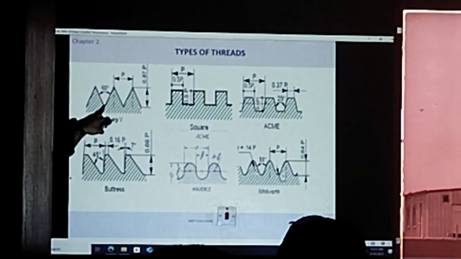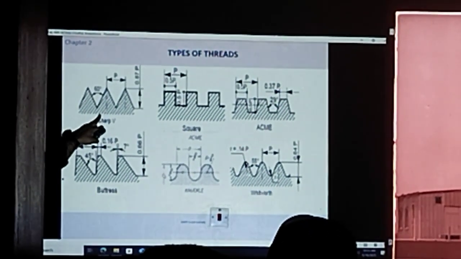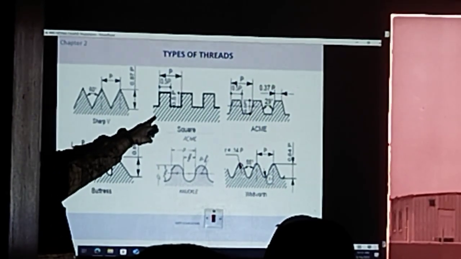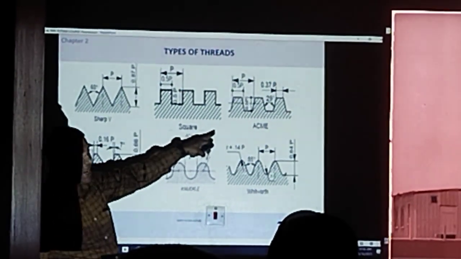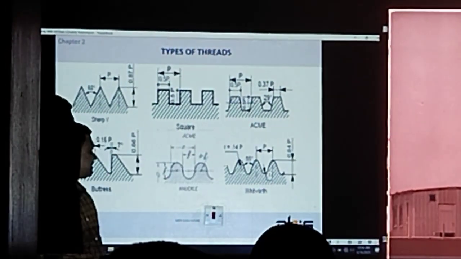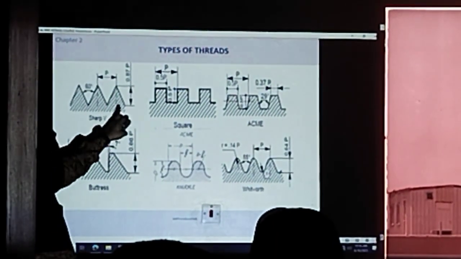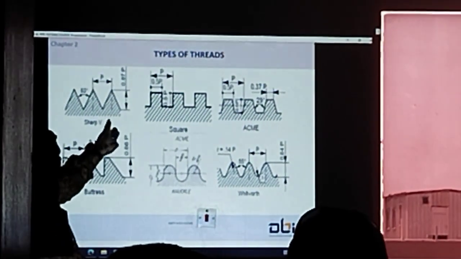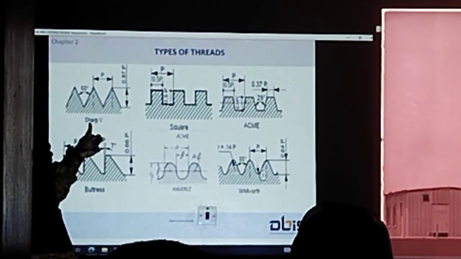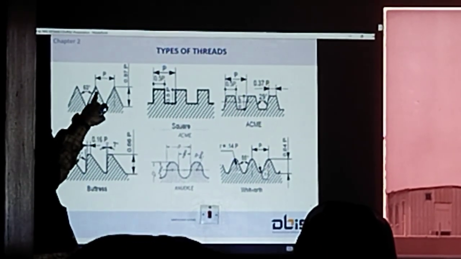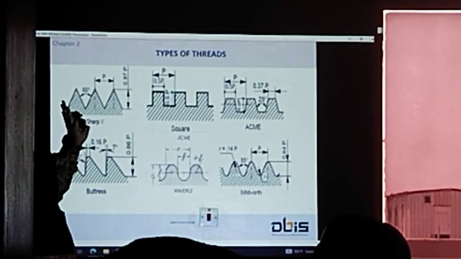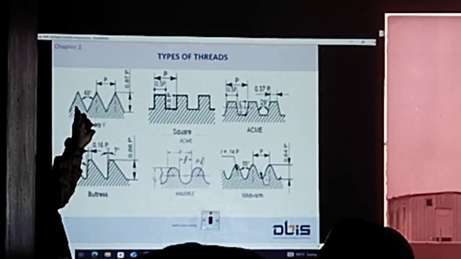Types of threads: V thread, square thread, acme threads. Only these are very important, but especially these two. Square and V. V shape, it is called V shape thread. The thread angle is V shape.